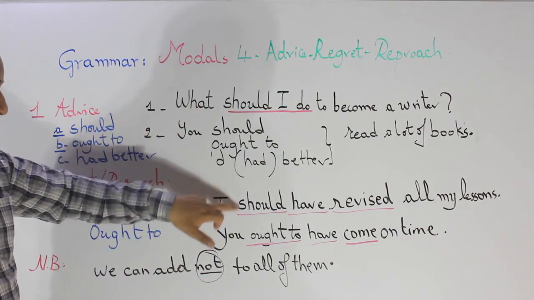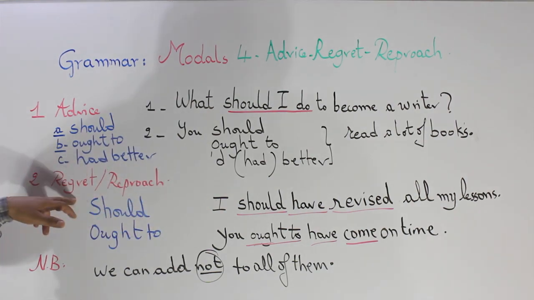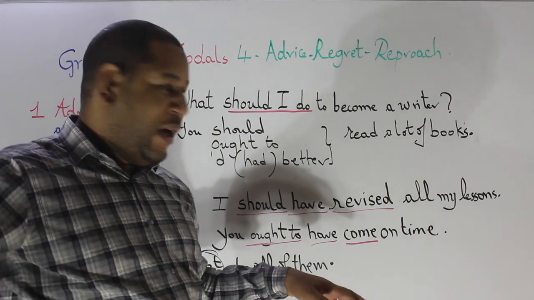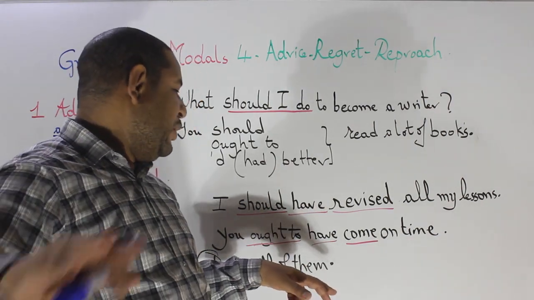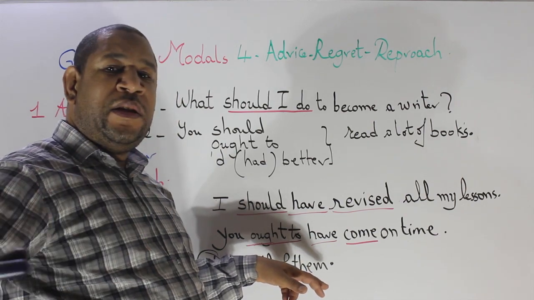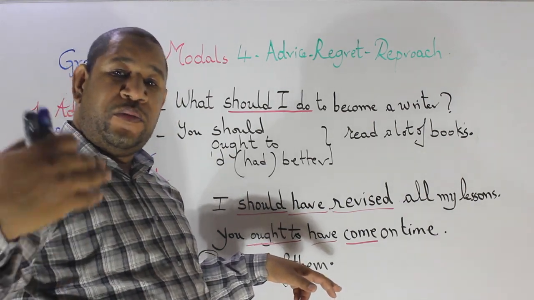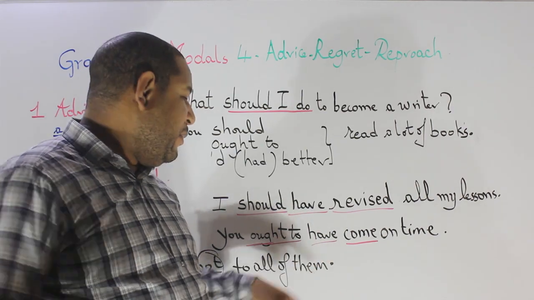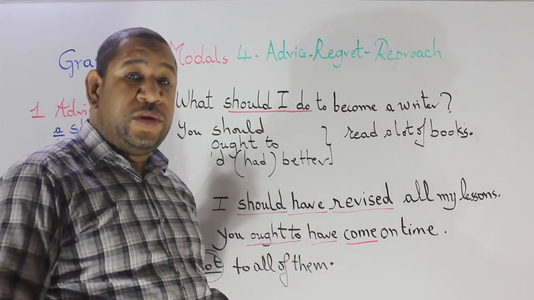If we use I, it is regret. If we use you and all the others, he should have or she should have come on time, they should have come on time, etc. That's when we reprimand somebody, or we reproach, or we blame. Okay? We blame somebody for doing something or for not doing something.